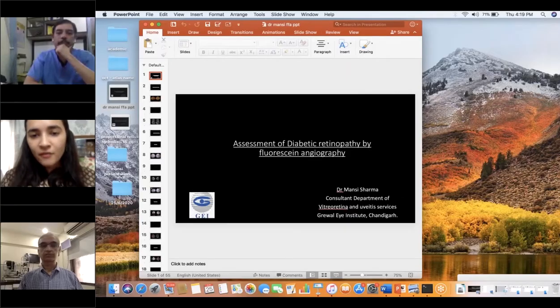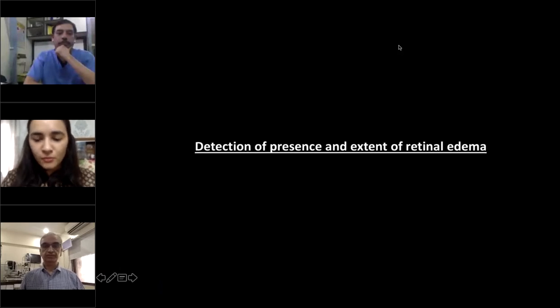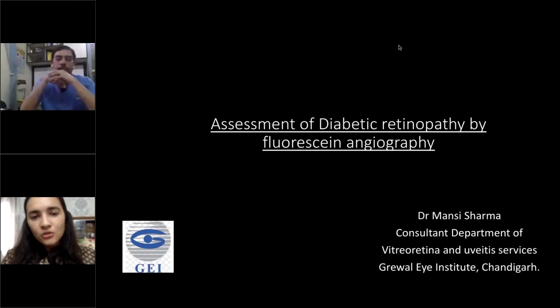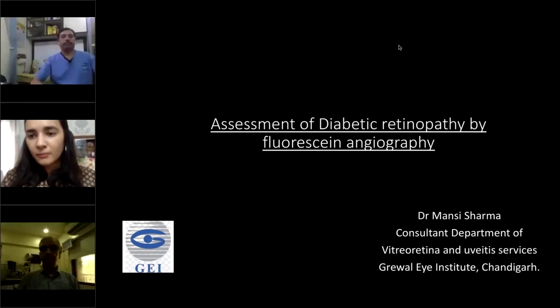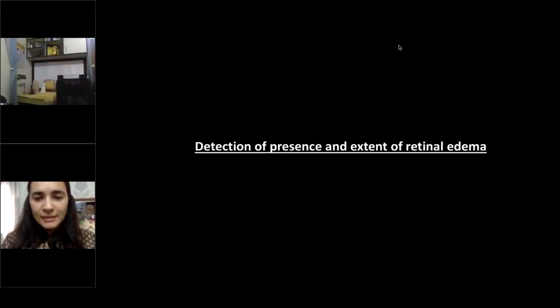So since Fabian and Dr. Satyan have already explained all the benefits of using such a wonderful machine, I'll go straight into the clinical applications. How do you use an iodine fundus fluorescein angiography machine in your clinical practice to assess diabetic retinopathy? Just with a few clinical examples.